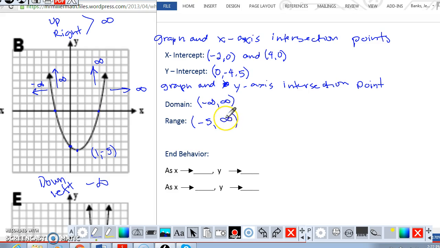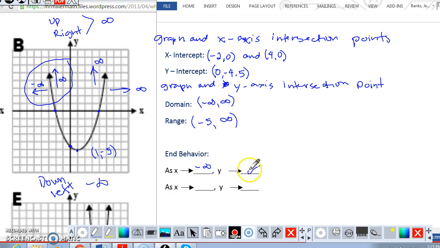Now let's go to end behavior. End behavior tells you the behavior of the ends of the graph. We have two ends, this left end right here and this right end on the other side. For now, let's concentrate on this left end. This is your x, that's your y. This one is telling you that as x approaches negative infinity, which is what this arrow means, approaches, as x approaches negative infinity, its component y approaches positive infinity.